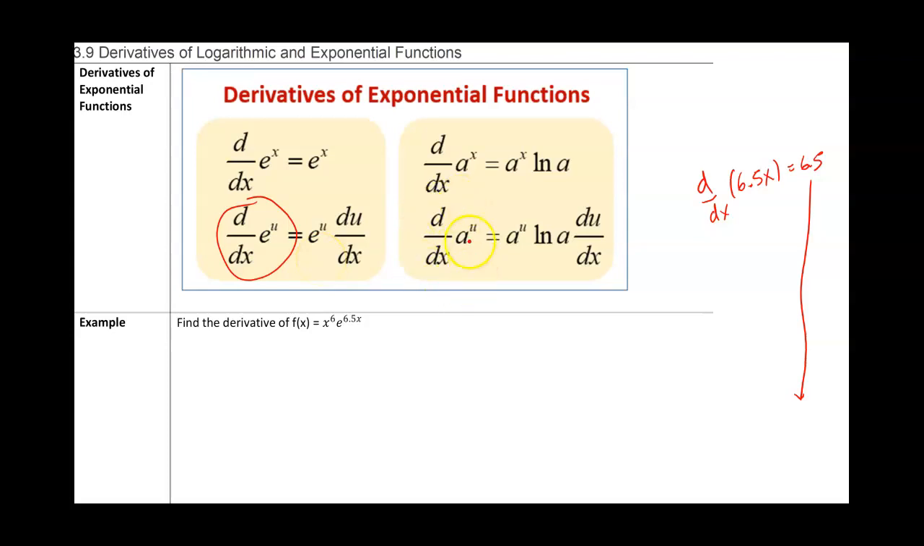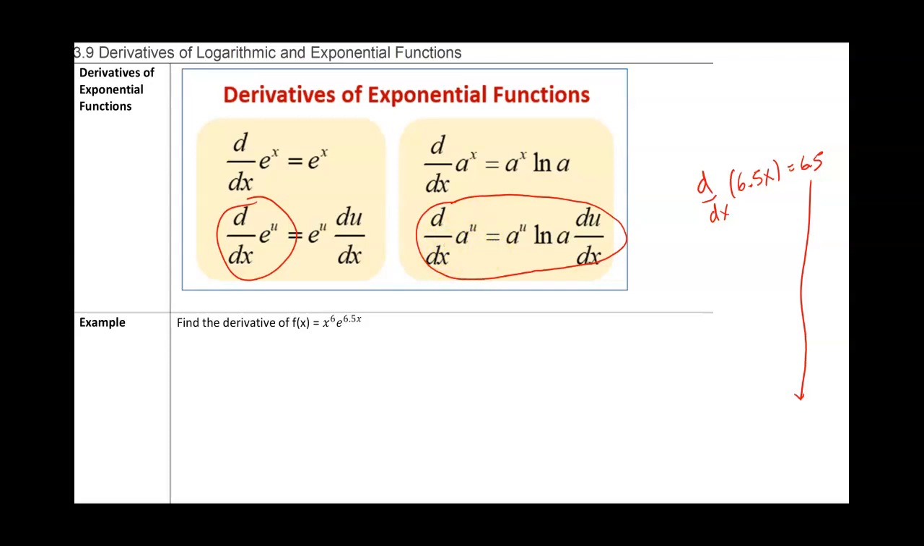We'll also be using this second formula here quite often, which is d/dx of a to the u, where a is an integer that's not e. That's going to equal a to the u times ln a, where a is the base, times du/dx. And we get that du/dx because we're taking the derivative of u with respect to x. So the term and the input are different.